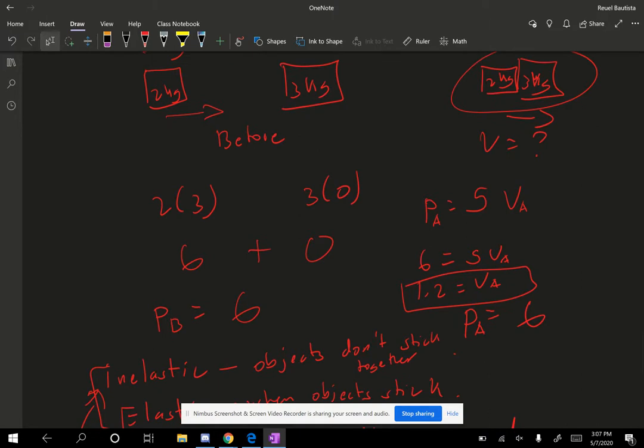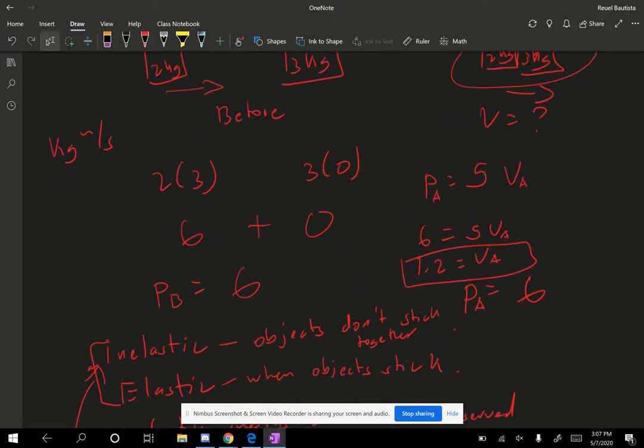The units for momentum are just kg meters per second. That's the units.